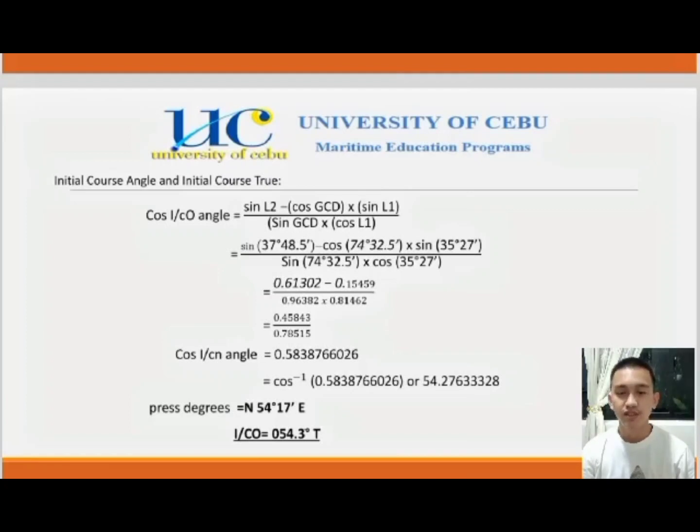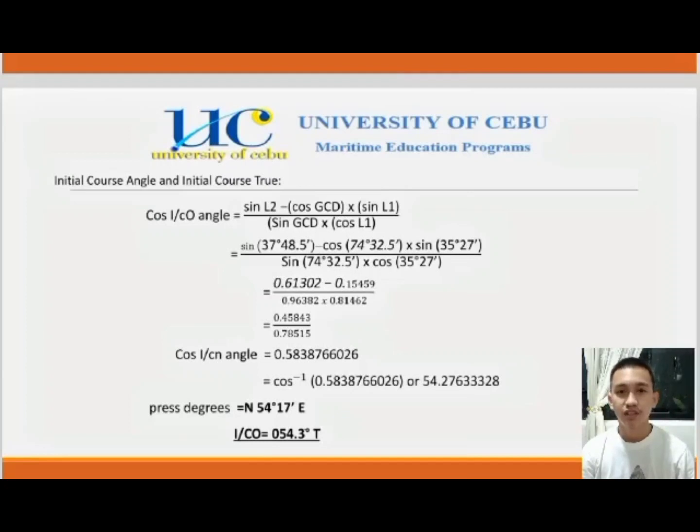So we need to substitute our given. Latitude 2 is sine 37 degrees 48.5 minutes, minus cosine our GCD, which is 74 degrees 32.5 minutes, times sine latitude 1, which is 35 degrees 27 minutes, divided by sine GCD, which is 74 degrees 32.5 minutes, times cosine latitude 1, which is 35 degrees 27 minutes.